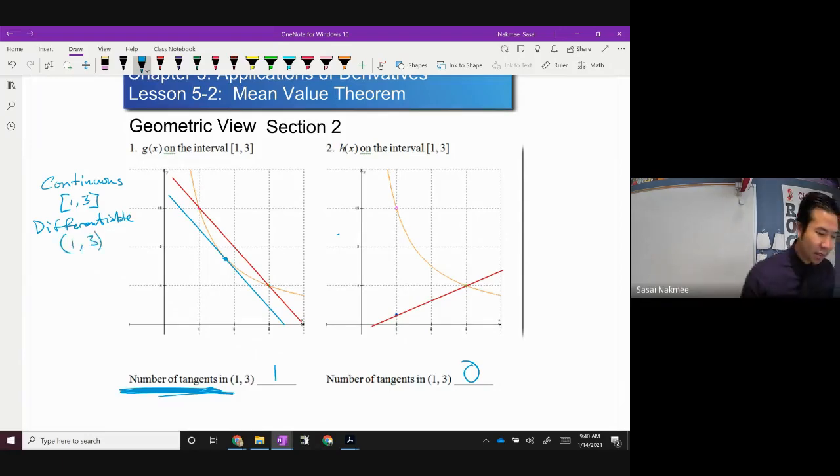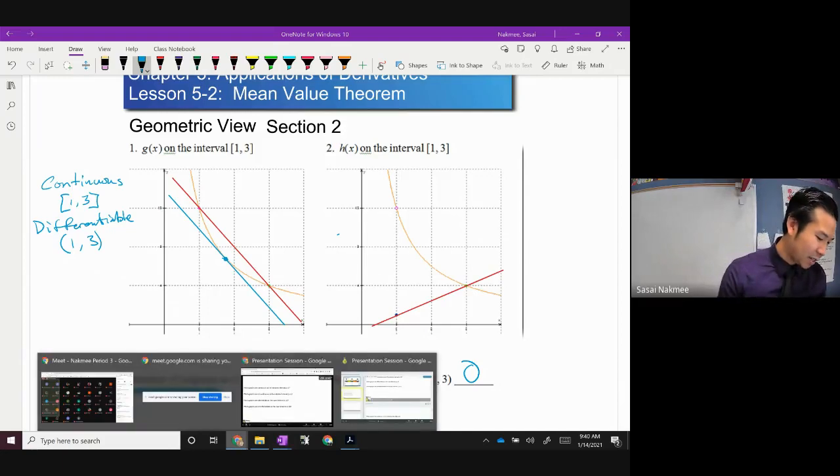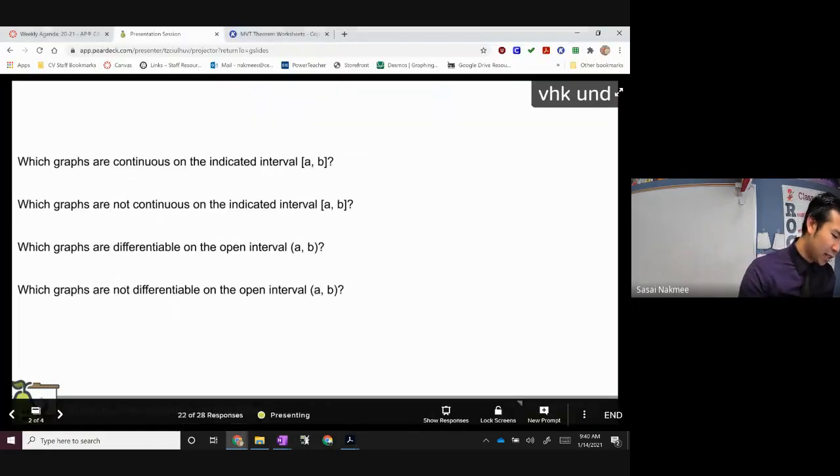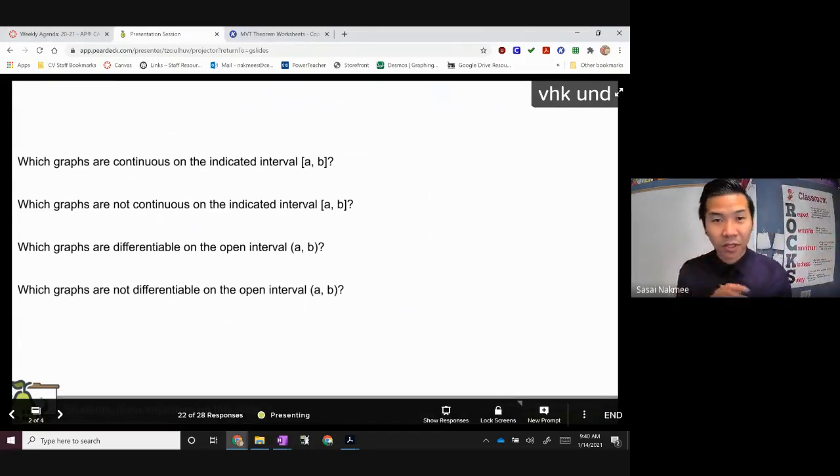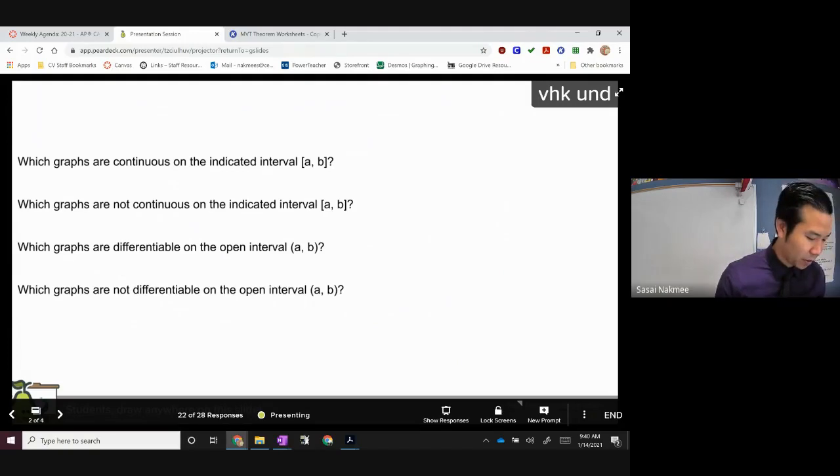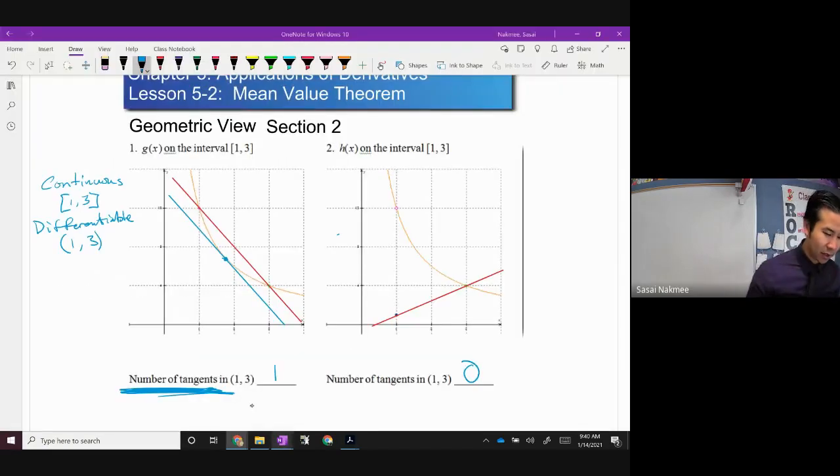Remember, that's what is being asked in this question right here. It's not asking if it's differentiable on the closed interval from A to B. It's asking if it's differentiable on the open interval from A to B. So make sure you spot the difference there, and you'll say, well, what's the difference for that? And that's over here. Look at number 2.